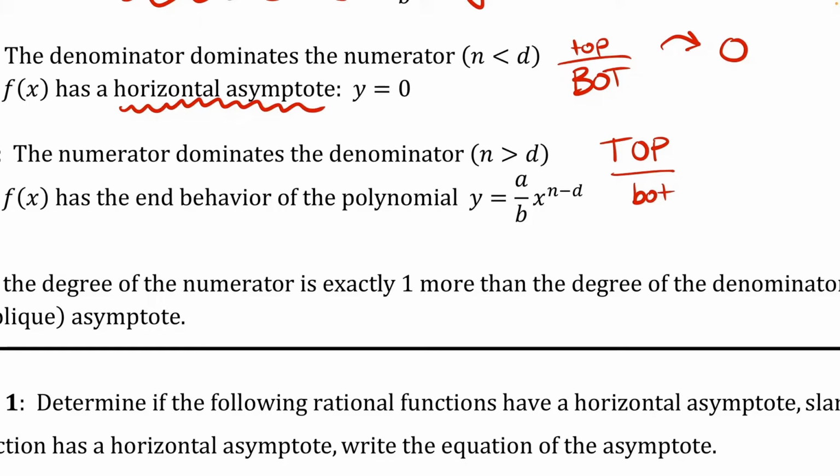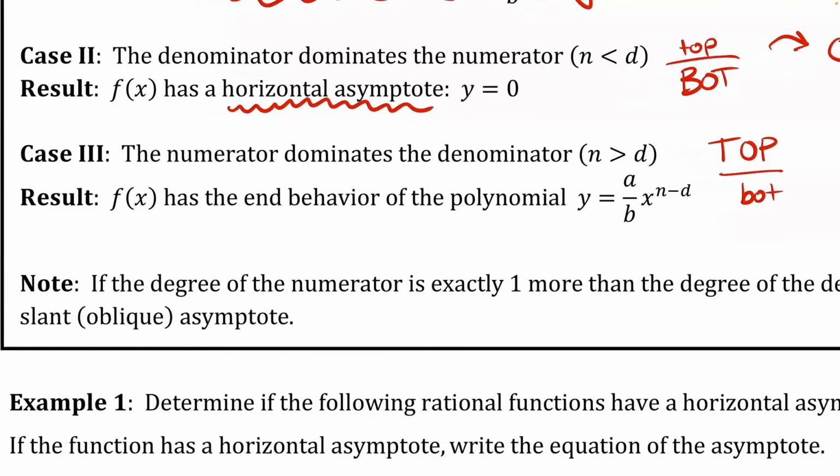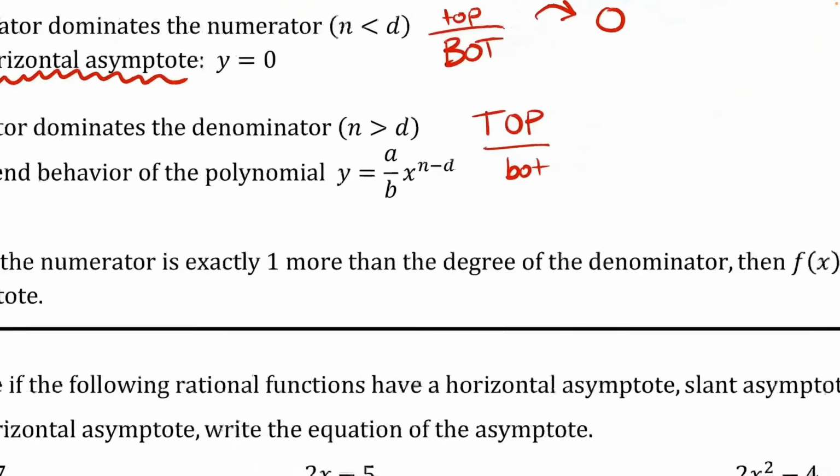If the top is bigger, if the numerator dominates the denominator, and this is purely in terms of degree, or the power that x is being raised to, then you just do whatever end behavior you have. Sometimes it shoots to positive infinity, sometimes it shoots to negative infinity. You have to decide which one. It's either plus or minus infinity. We don't know if it's going up versus down, but it goes off the charts. It either goes off the charts that way or that way.